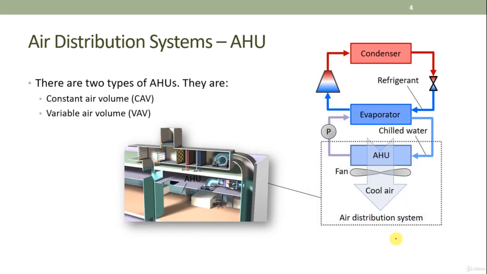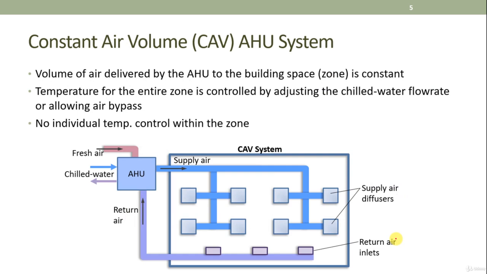And there are two types of air handling unit. One is called constant air volume, CAV. The other one is called variable air volume, VAV. So we are going to look at the differences between these two AHUs. First, let's look at constant air volume.